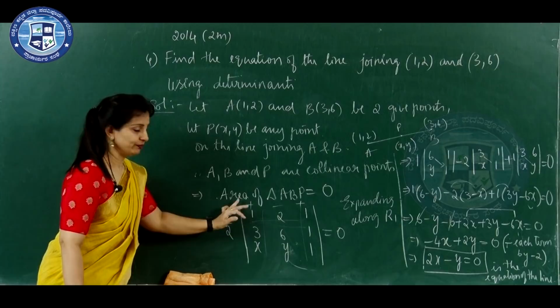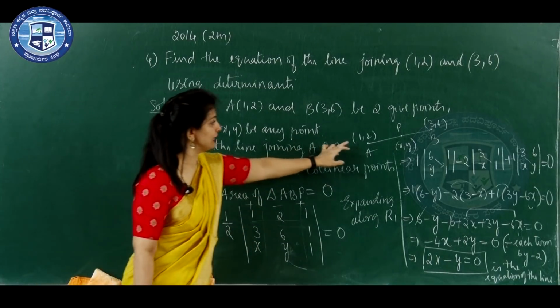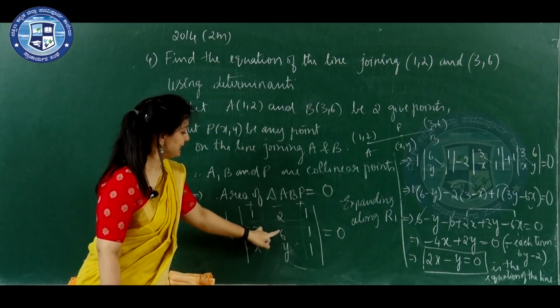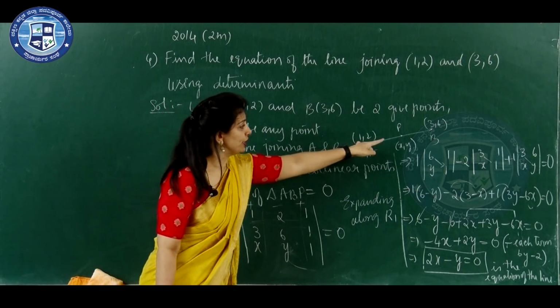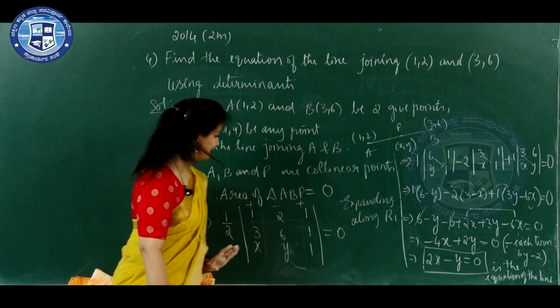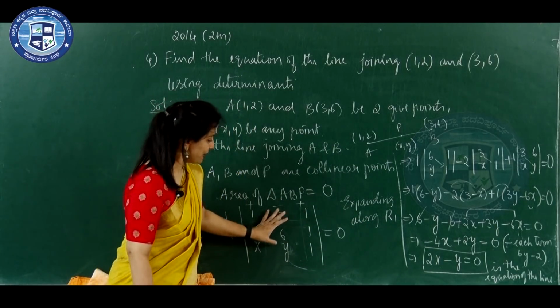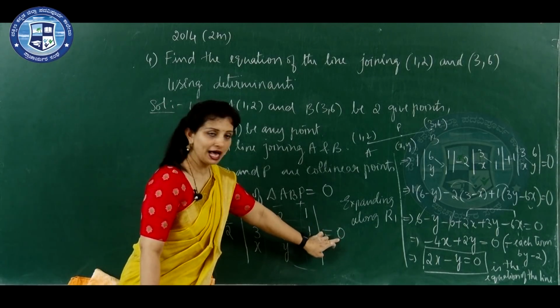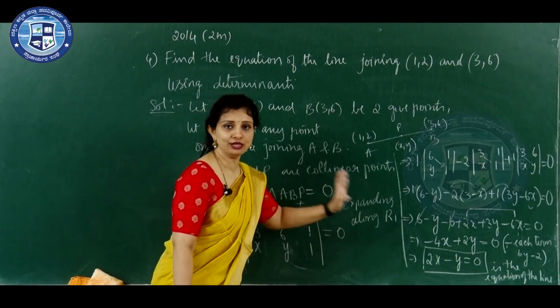So, half into the determinant: first coordinates 1, 2, 1. Second coordinates are 3, 6, 1, and the third point P(x, y), x, y, 1, is equal to 0. Area is 0. So, expand this along the first row and bring this half to the RHS. 0 into 2 turns to 0.